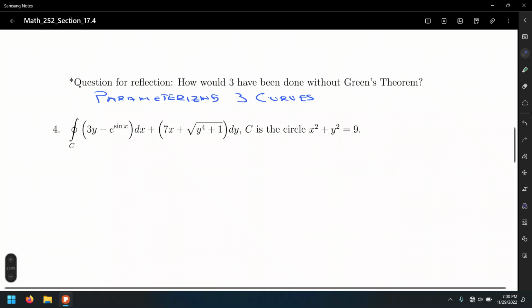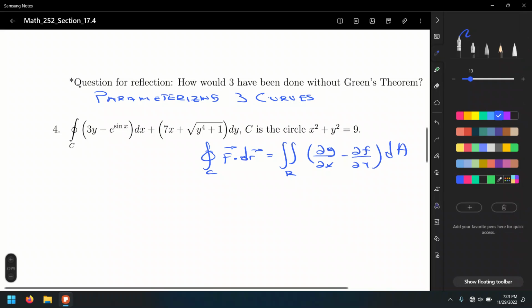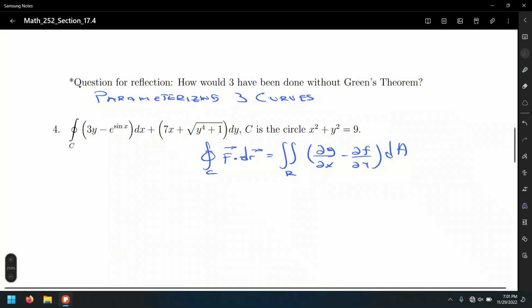So we're going to use Green's theorem. We're going to evaluate the closed integral by means of the double integral by Green's theorem. That's the partial of g with respect to x minus the partial of f with respect to y dA. So let's sketch the region of integration in this case. It's the circle of radius 3.